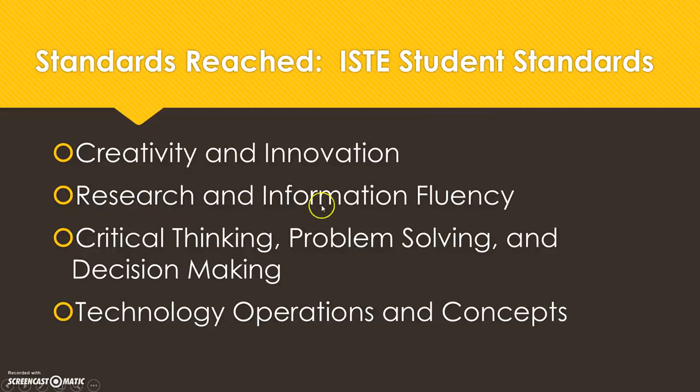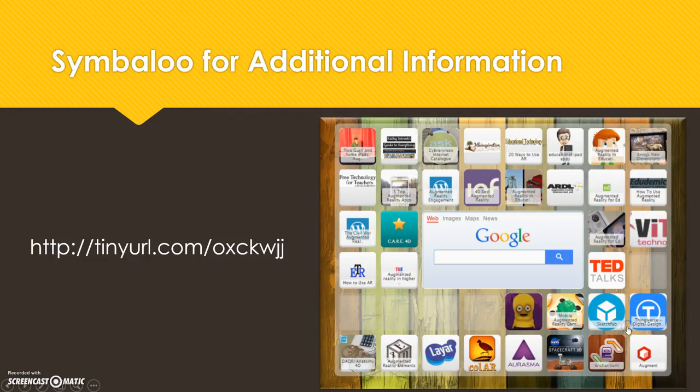It also helps research and information fluency because most of these have to do with using digital resources to find more information, to explore a topic more. Many of them also involve critical thinking, problem solving and decision making skills, such as that PBS CyberChase. It's about solving a problem spatially. It also improves technology operations and concepts skills within students because students are having to use a camera, they're having to access the internet, they're having to learn how to scan the target. All of those are technology skills that are supported by this.